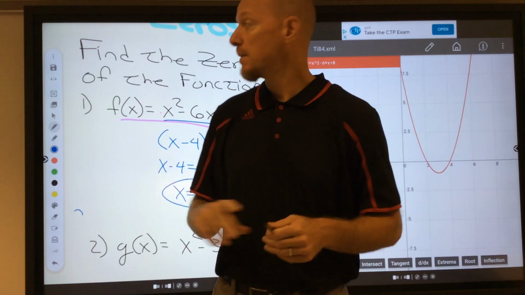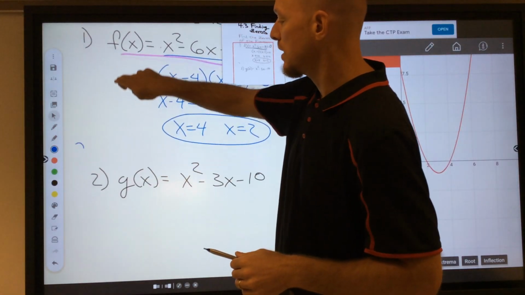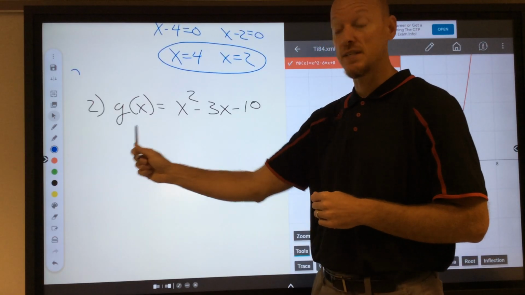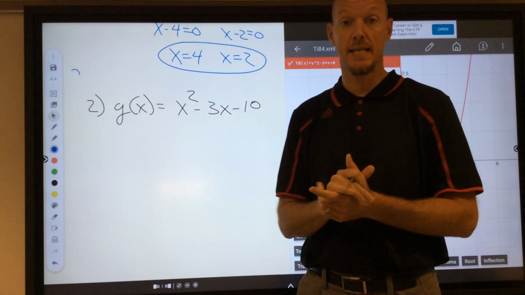At this time, I'd like you to go ahead and pause the recording and try to find the zeros of the function of the second example.